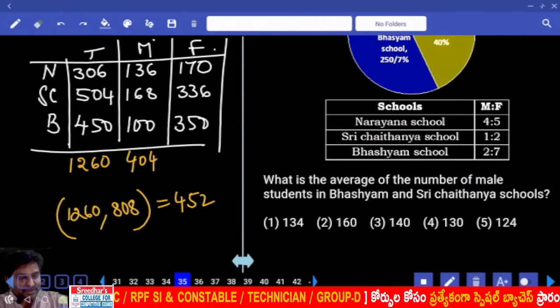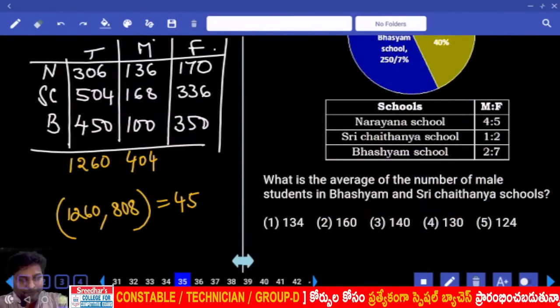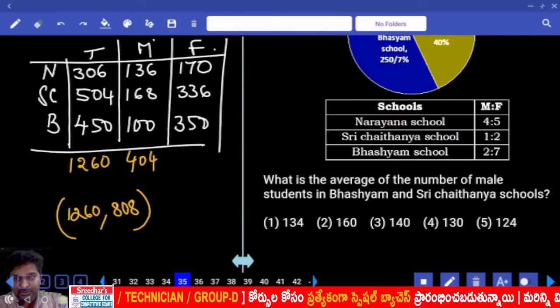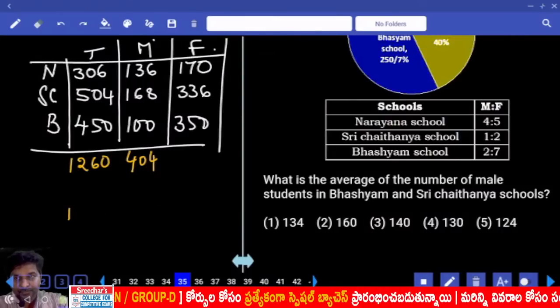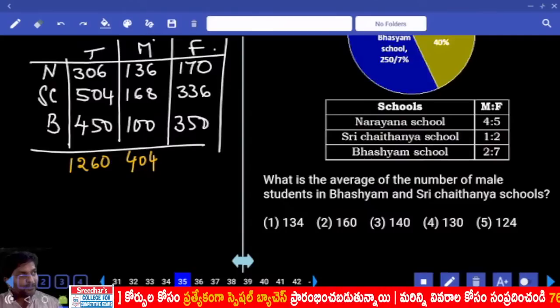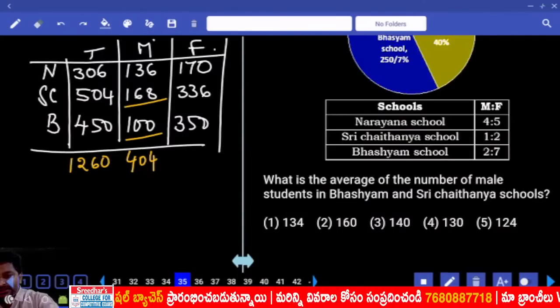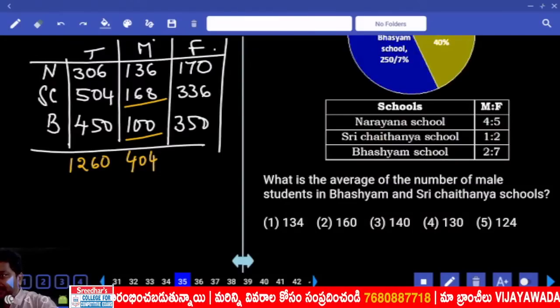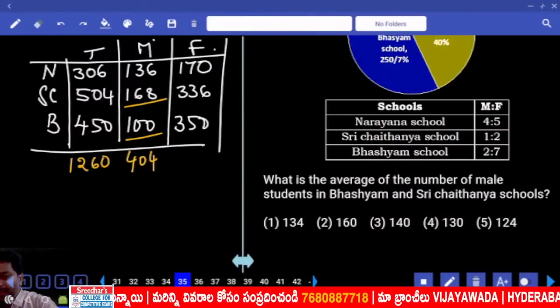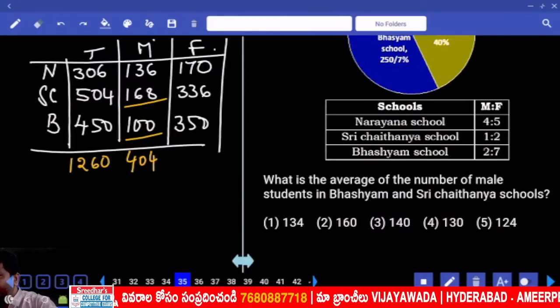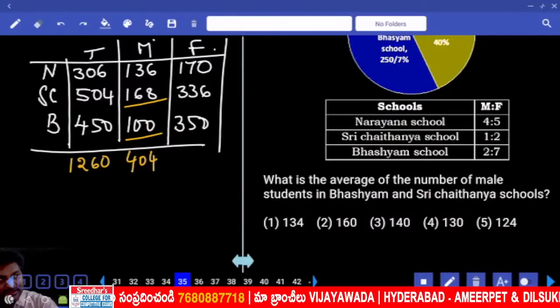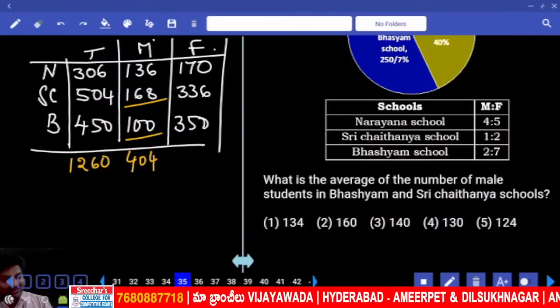What is the average number of male students in Bhashyam and Chaitanya schools? Right. Male in Bhashyam and Chaitanya. 100 is common. Am I right? Extra number 68. Adjusted among two numbers 34. 134.